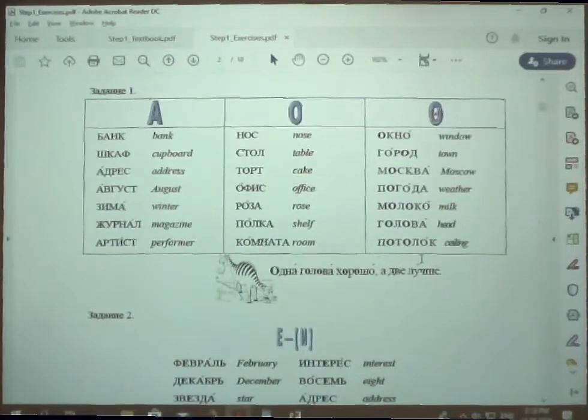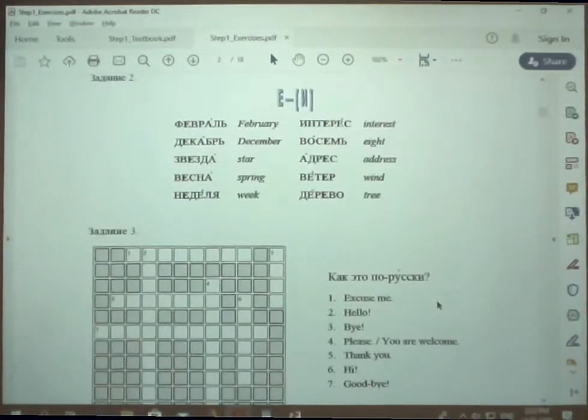So to revise, let's read these words together again. The words with unstressed letter O. Окно, город, Москва, погода, молоко, голова, потолок. Одна голова хорошо, а две лучше. And also when you have unstressed letter E or Я, then you read it like И.